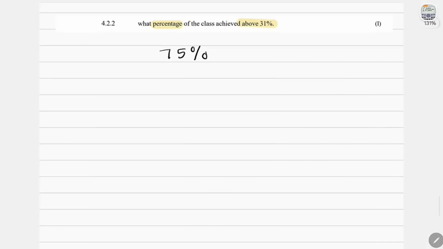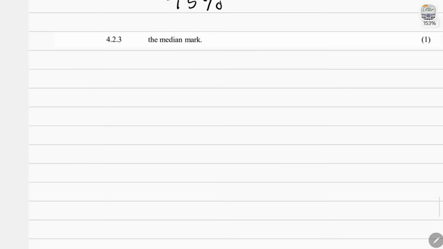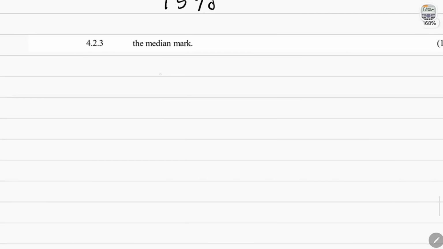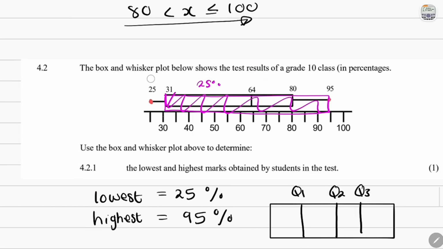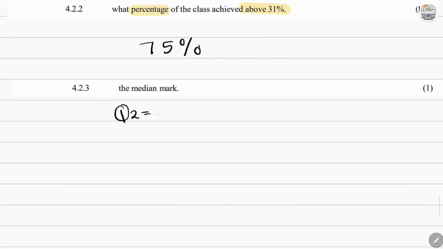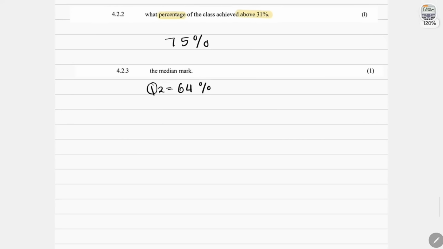Moving on to the next question. Then they ask us, what is the median mark? The median is also called Q2. It's the middle, okay? The median mark, we can see that the person right in the middle is 64%. Okay, so the median mark was 64%. So we'll just put that down. So Q2 equals 64%.